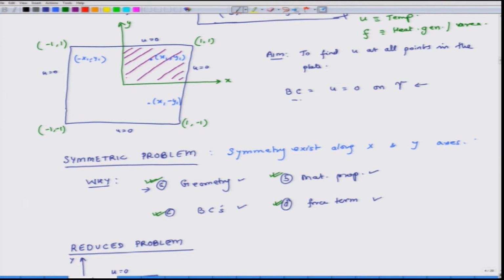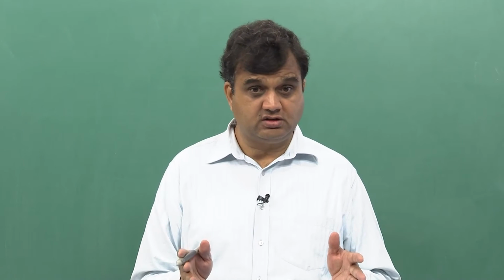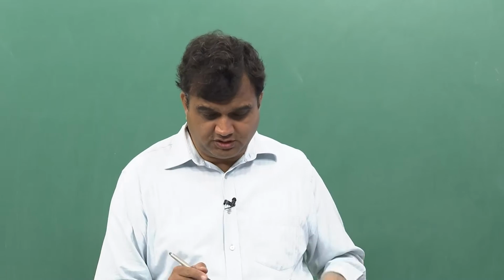What is the boundary condition on this edge? I will give you an answer. You have to first understand the physics of the problem. Suppose there is this point x1, y1, and on the other side it is minus x1, y1. The value of u at x1, y1 and minus x1, y1 will be the same because of symmetry. Okay.